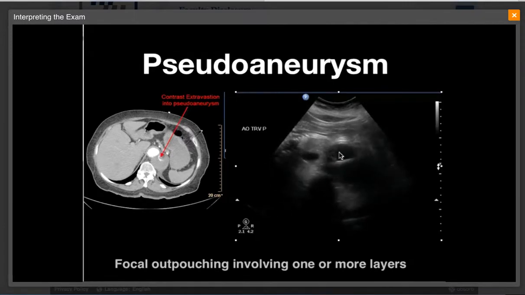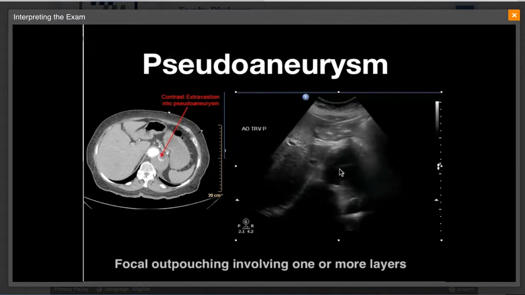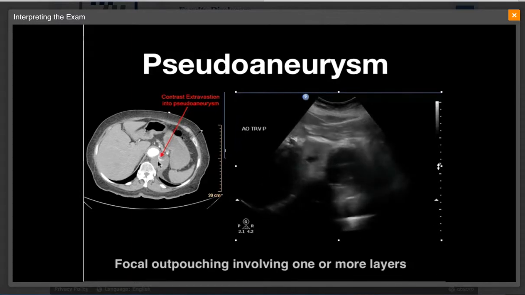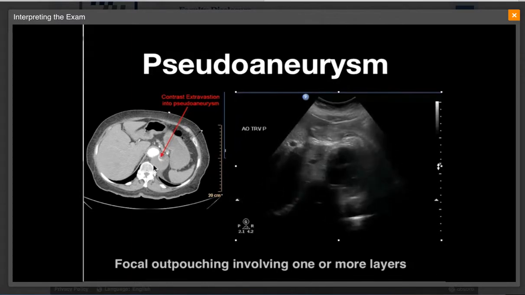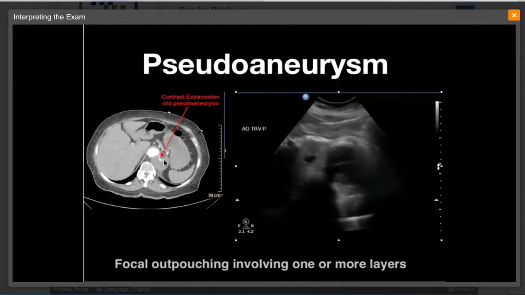This was a patient who you can see on this transverse view. Here you've got the aorta, and here you've got this outpouching posterior and to the left. And you can see on CT confirmation that this was a large pseudoaneurysm. And you can see that there was some contrast extravasation into the pseudoaneurysm.